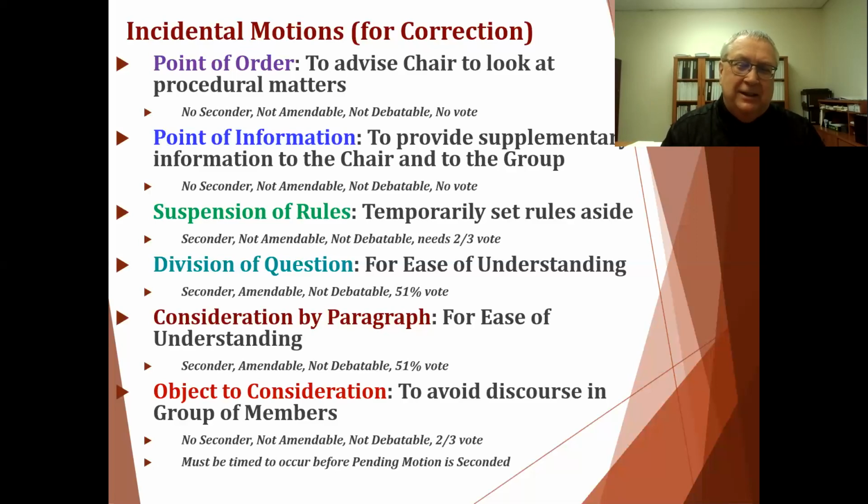Object to consideration. Now, this is a tough one. It's a tactical tool. You can interfere with a motion, but you have to jump in before the motion is seconded. So someone makes a motion: we want to increase dues by 10%. You jump in before the seconder is made: I object to consideration of the motion. So there's no seconder, it's not amendable, there's no debate. 2/3 approval is required, and it stops it. It's an interesting tool if you're going to use it.